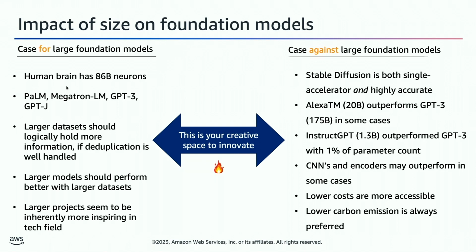The human brain itself has 86 billion neurons. So theoretically, if we're trying to replicate human-level performance, then 86 billion should be the number. That should be the target. Unless we're trying to replicate the performance of multiple humans, in which case, theoretically, maybe the number should go up. But that's just one data point.